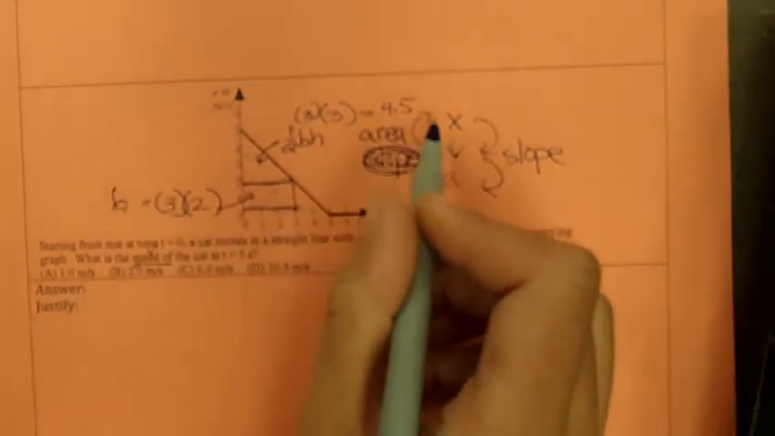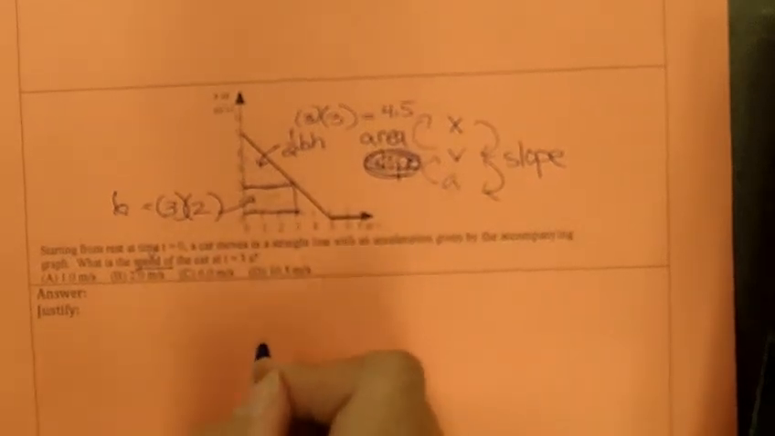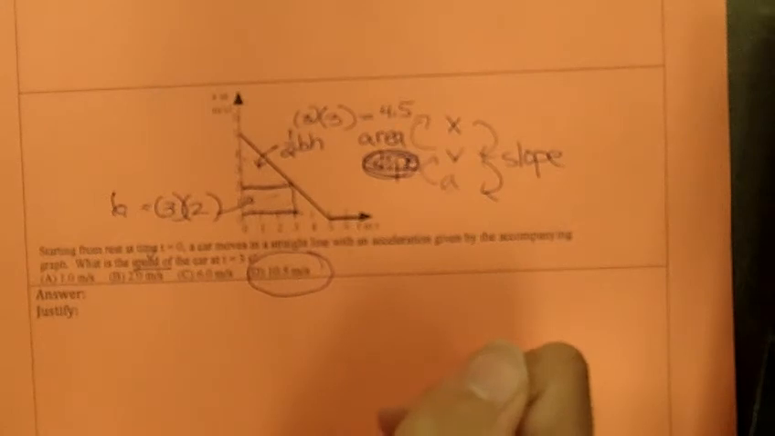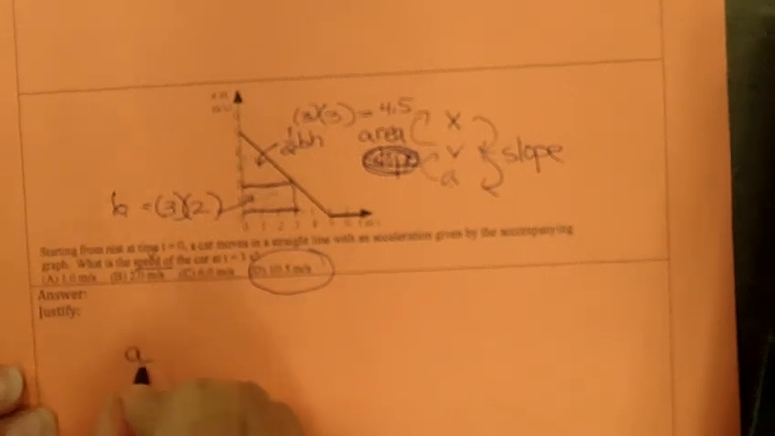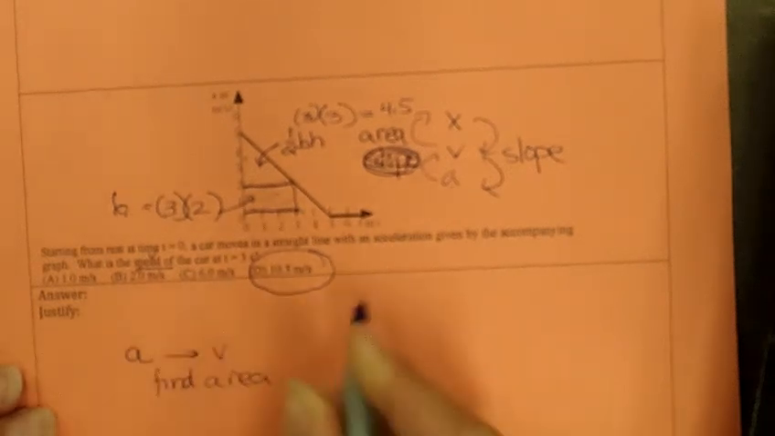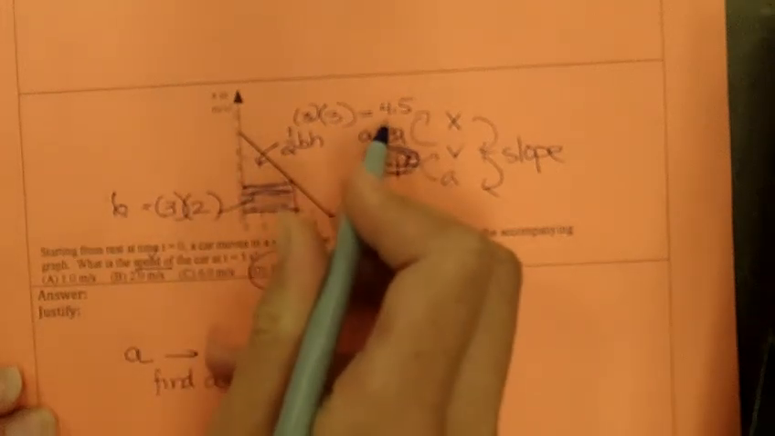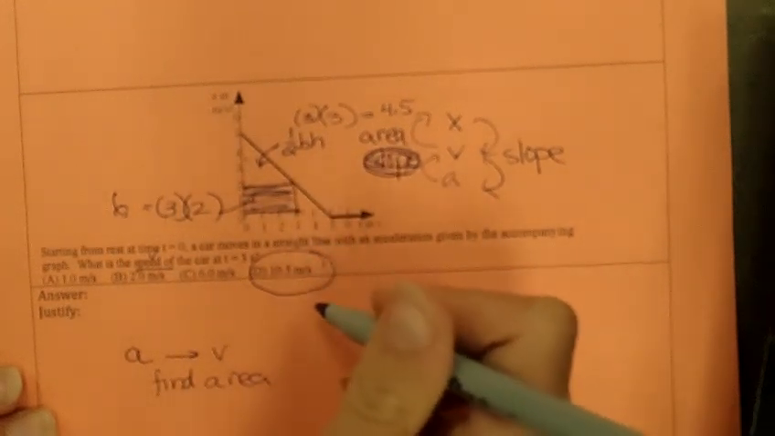To get the total velocity, we add these two together, and we have a total velocity of 10.5 meters per second. So again, going from acceleration to velocity, we find the area. We broke it up into two separate areas and added them together. 6 plus 4.5 is 10.5 meters per second.